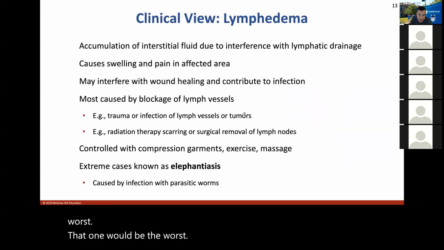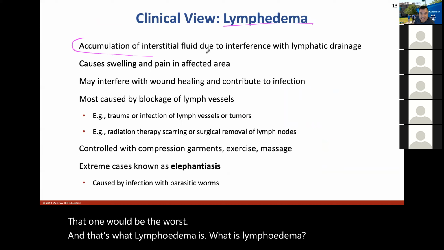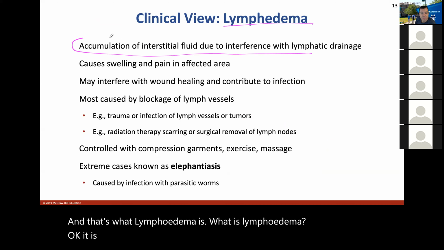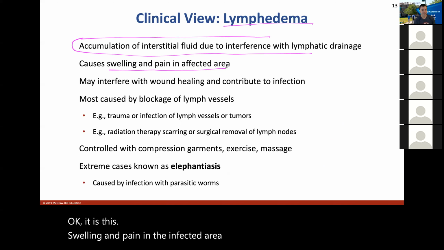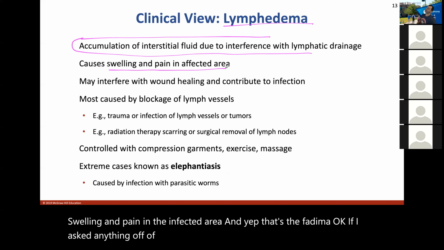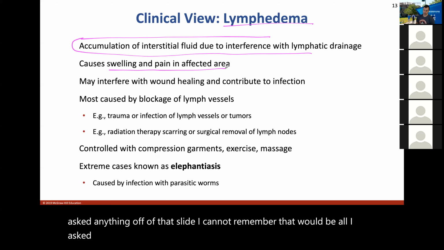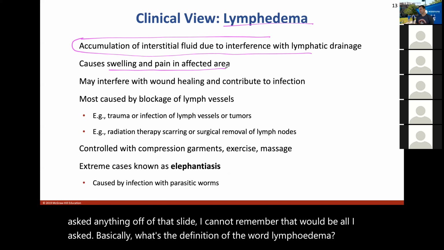And that's what lymphedema is. What is lymphedema? It is this. Swelling and pain in the affected area, and yep, that's lymphedema. If I asked anything off of that slide, that would be all I asked. Basically, what's the definition of the word lymphedema? How do you treat it?